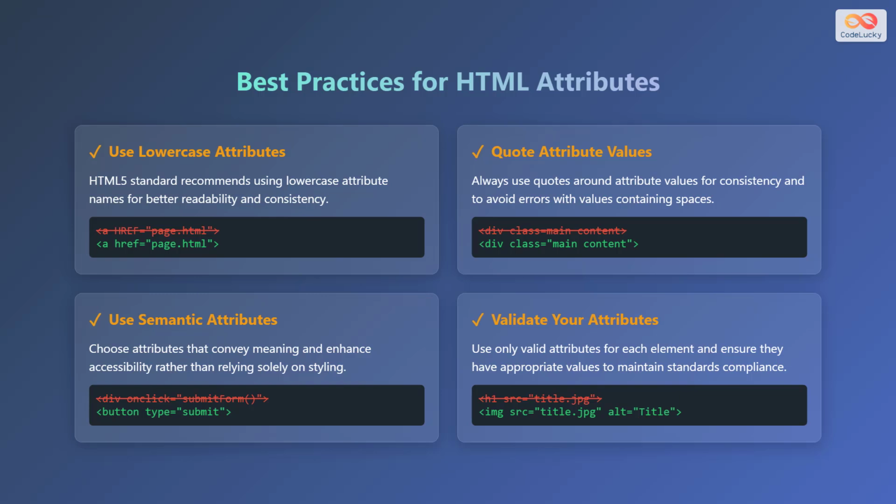Use semantic attributes. Choose attributes that convey meaning and enhance accessibility, rather than relying solely on styling. Validate your attributes. Use only valid attributes for each element, and ensure they have appropriate values to maintain standards compliance.